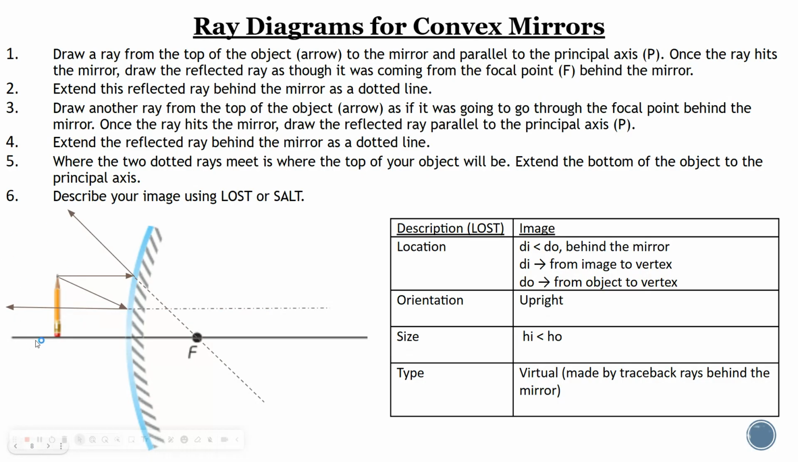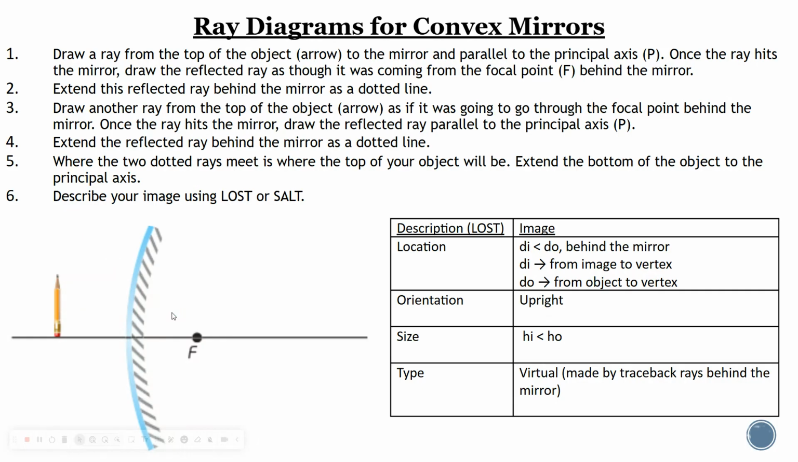But you draw your trace back ray of your reflected ray, and here, where those trace back rays meet, that's where your image is going to be. And you can see it's upright because that was the tip of the pencil here. Base stays on the principal axis. You can see it's smaller. You can see it's closer to the mirror. You can see it's virtual as well.